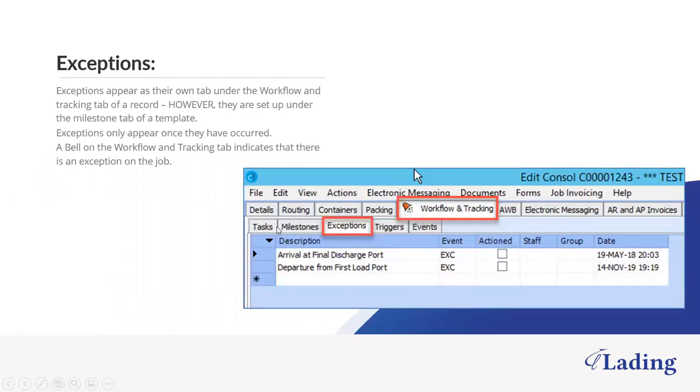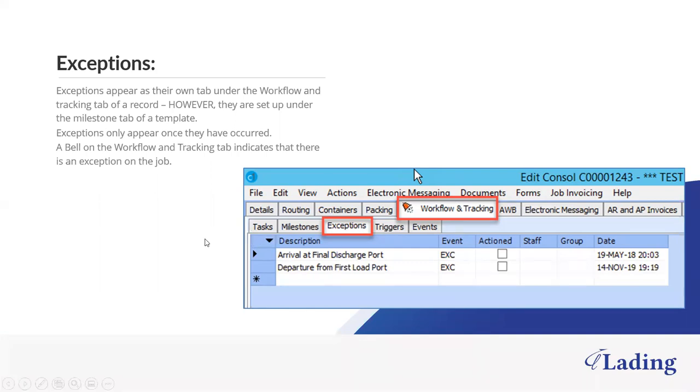Next, we've got exceptions. Exceptions are going to be their own tab under workflow and tracking of a job, but they are not a tab within the template. And exceptions only happen once they occur. So you really do not ever want to see an exception. An exception means something's messed up. An exception means something didn't happen on time.